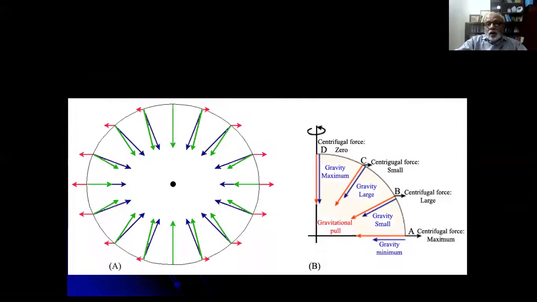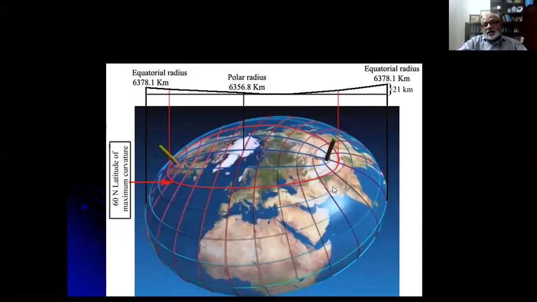Now you can see here that this is the polar region, and this is the maximum curvature, and the difference between the polar radius and the equatorial radius is about 21 kilometers. That means the equatorial radius is 21 kilometers above the polar radius. That means this is up the hill. So water will never move up the hill. So water from the polar region will never move to the equatorial region.